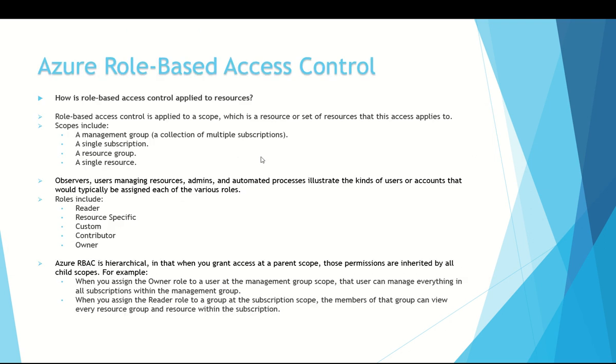Next comes how role-based access control applies to resources. Role-based access control is applied to a scope, which is the resource or set of resources that this access applies to. So here, if you see, scope includes a management group, a single subscription, a resource group, or a single resource.